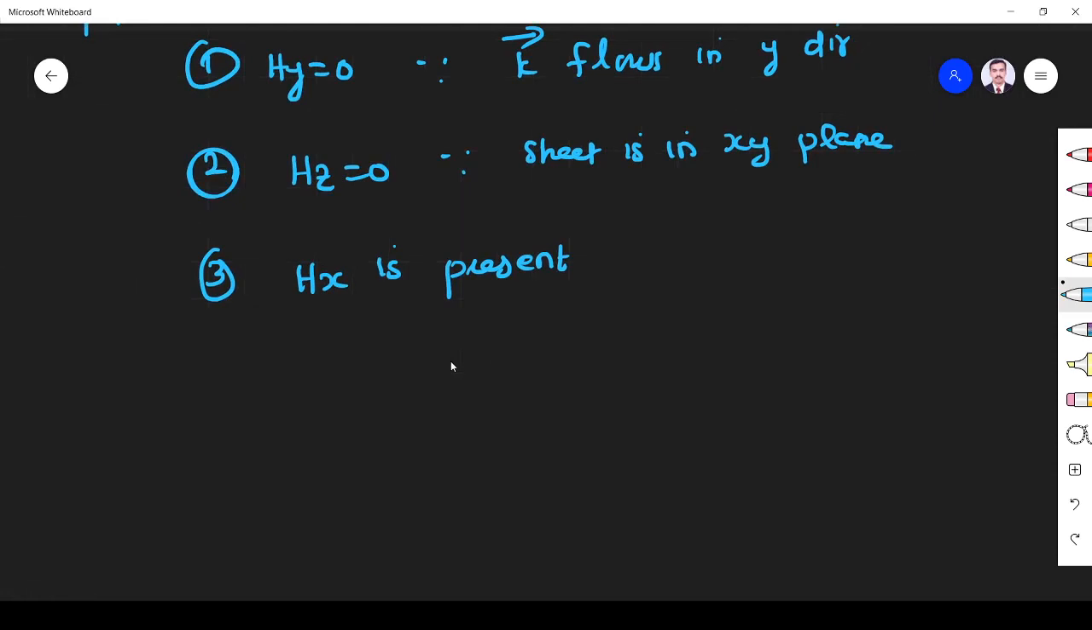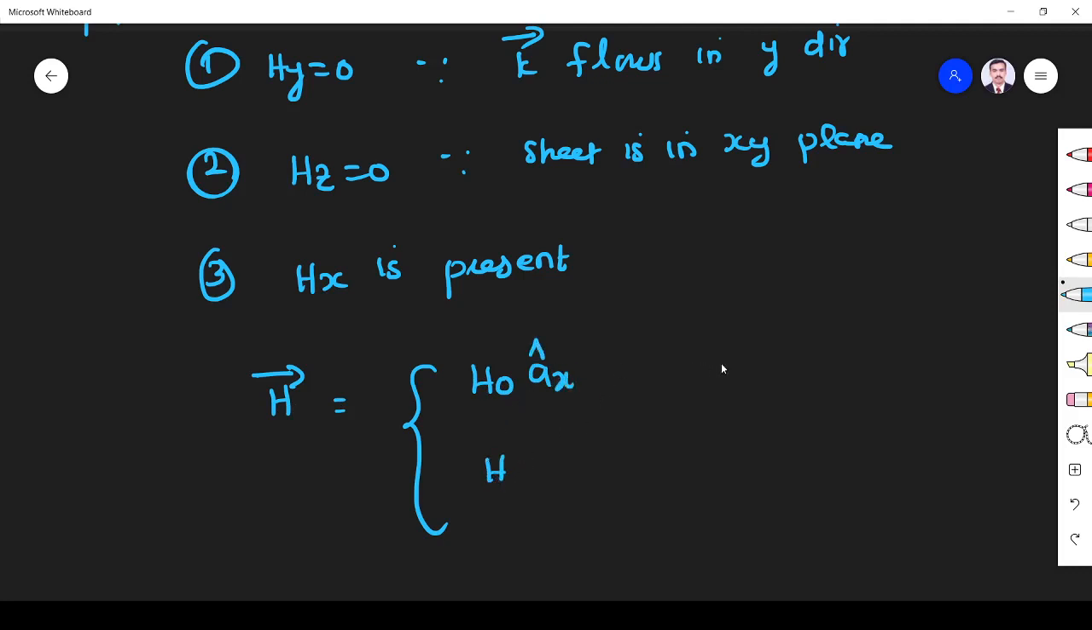That can be written as the H vector. So the H vector is a magnetic field vector. It contains only the X component, so it will be in the X direction. Let us assume any vector can be represented in terms of its magnitude. Let us assume the magnitude of H along X direction is H naught. Direction is given by Ax.